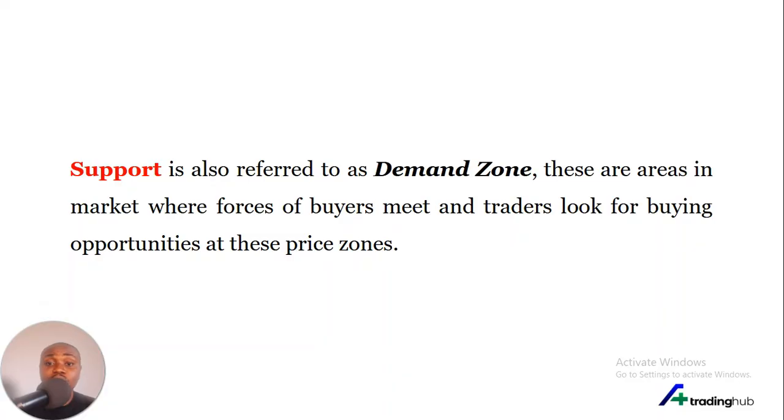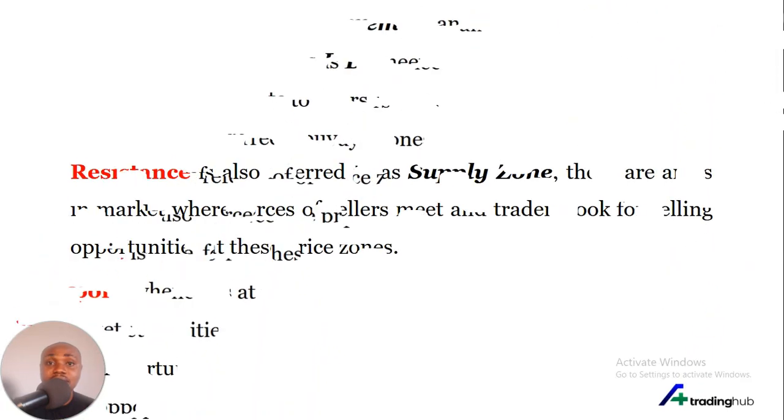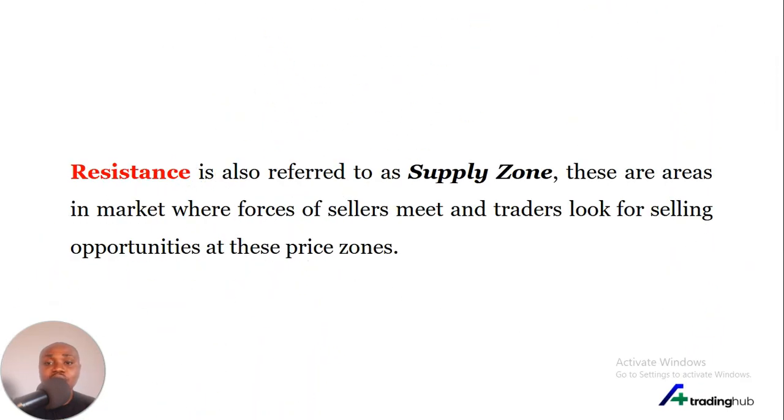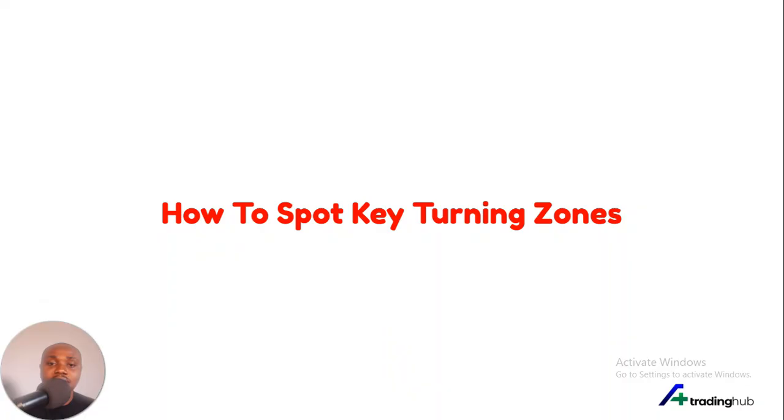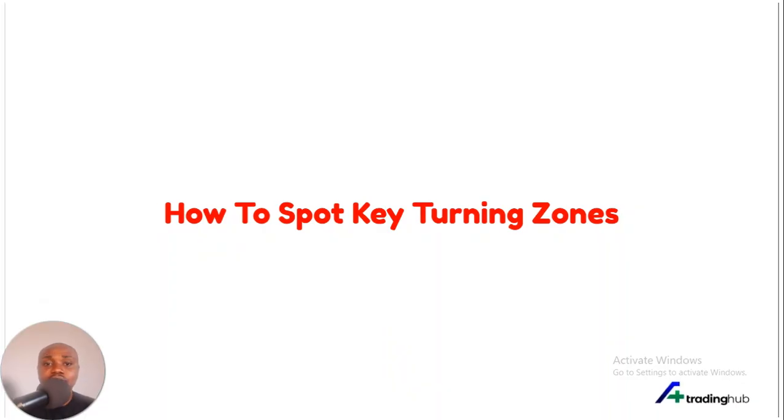Support and resistance are key turning points in the market which are formed by price swinging high and low. Support is also referred to as demand zones. These are areas in the market where forces of buyers meet and traders look for buying opportunities at these price zones. Resistance is also referred to as supply zone. These are areas in the market where forces of sellers meet and traders look for selling opportunities at these price zones.